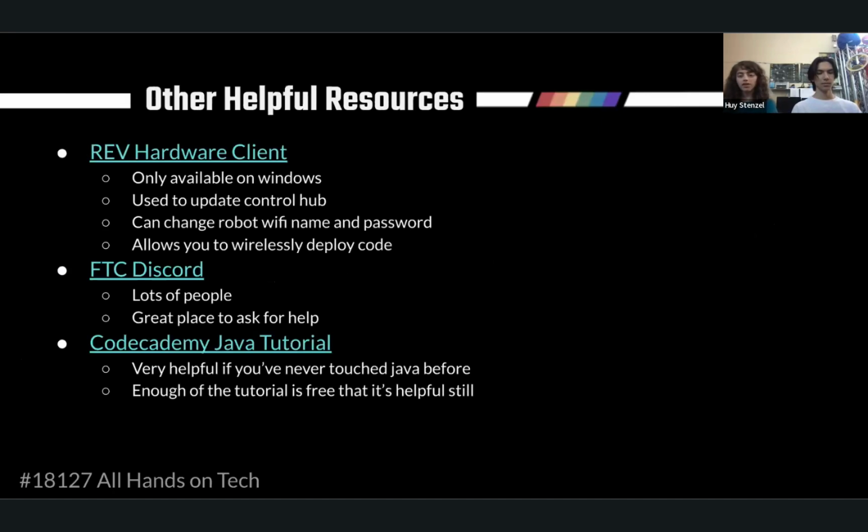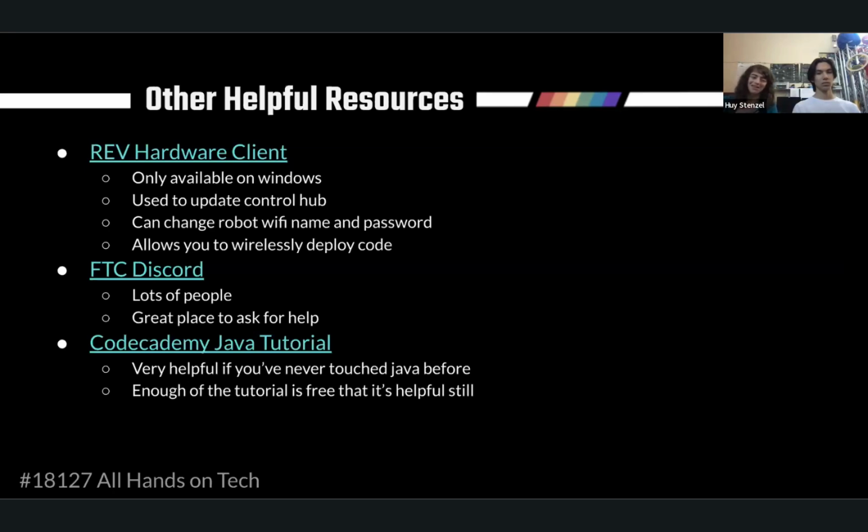And now here's a list of resources you might find helpful. We have the Rev hardware client, and this is how you can connect to your robot from a computer. If you need to update software, or update the Wi-Fi, it lets you do that, and it lets you deploy and put code on the robot. Unfortunately, it's only available on Windows, so you have to make sure that you have a Windows computer to do it on.